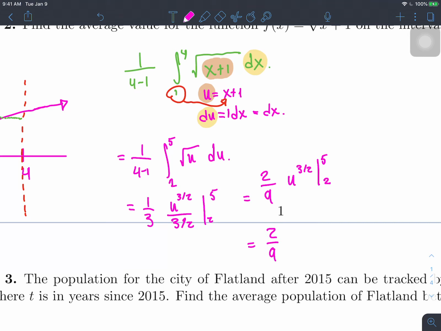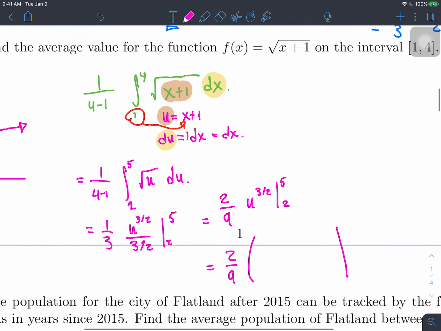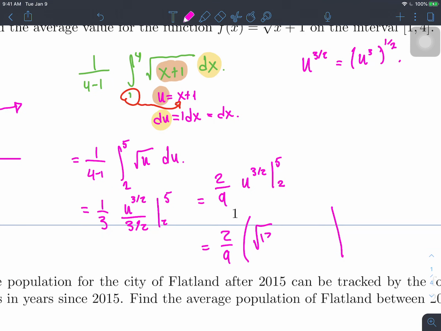Equals 2/9, and then in my parentheses, the way I do a 3/2 power is by recognizing that u to the 3/2 is equal to u cubed to the 1/2. Right? If I had a power to a power, I would multiply the powers. So the way I'm going to compute this is just by taking the number 5 and cubing it, and then taking the square root of that number. So if I take 5 and I cube it, I get 125, and then I square root that. I'm going to do the same thing with 2. I'll cube it, I get 8, and then I'll square root that. And that'll be my answer.